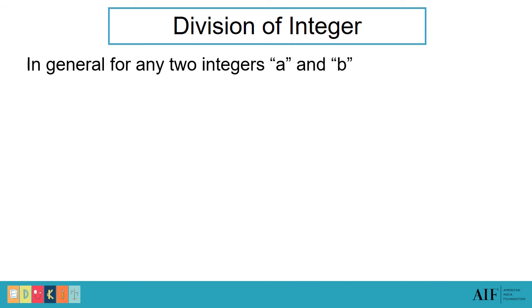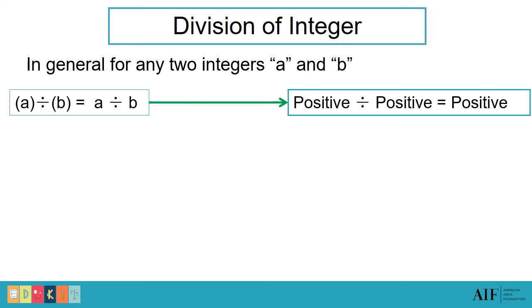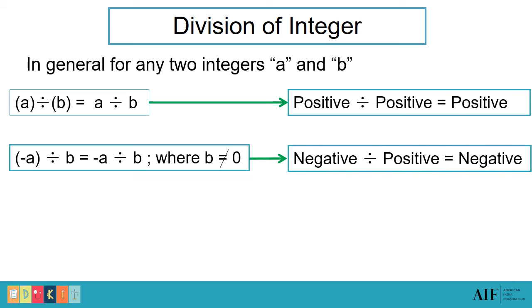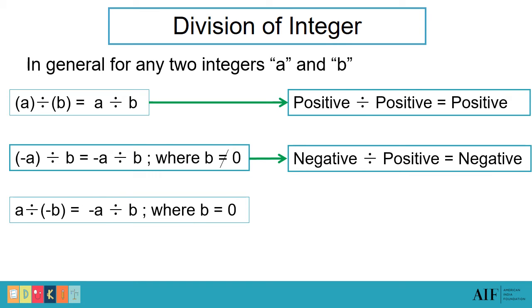Division of integers. In general, for any two integers a and b, a divided by b. Positive divided by positive equals positive. Minus a divided by b equals minus a divided by b, where b is not equal to 0. So negative divided by positive equals negative. a divided by minus b equals minus a divided by b, where b is not equal to 0.